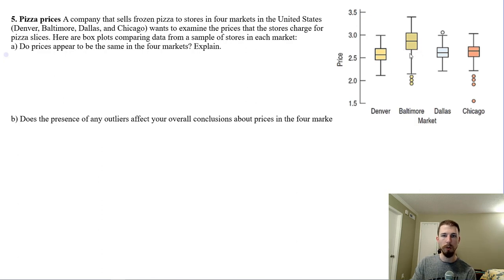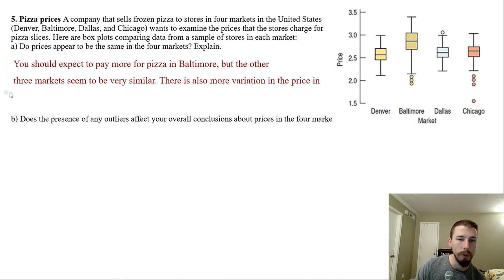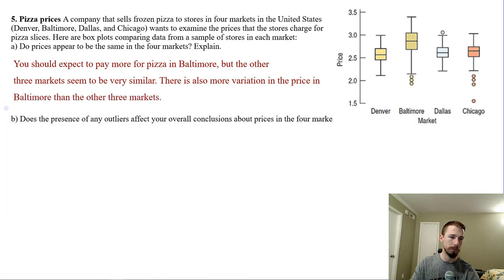So in general, which one has the most expensive pizza? If it's just a typical pizza you were buying in one of these 4 markets, you would expect it to be more expensive in Baltimore, even though Baltimore had some low outliers, okay? All right, do prices appear to be the same in the 4 markets? No, Baltimore looks more expensive. The other 3 markets look about the same. So you should expect to pay more for pizza in Baltimore, but the other 3 markets seem to be very similar. There's also more variation in price with Baltimore than the other 3 markets.